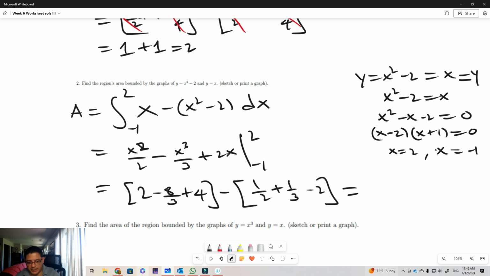Let's see. I can add up some of these numbers. 2 minus 1/2: I can see this as 4/2, so 4 minus 1 over 2 is 3/2. So I got this one and this one. Then minus 8 over 3 minus 1/3 is minus 9 over 3, which is minus 3. And then 4 minus minus 2 is just going to be plus 6. So at the very end, this is 3/2 plus 3, and this can be 6/2. And so overall it's 9/2, the total area.